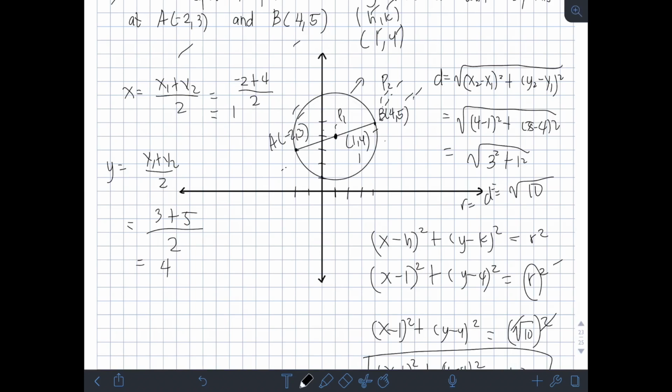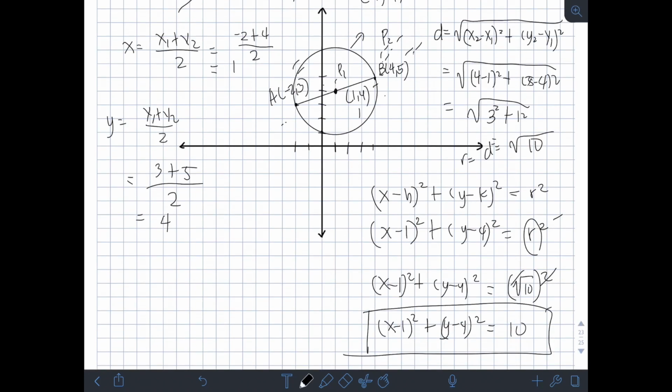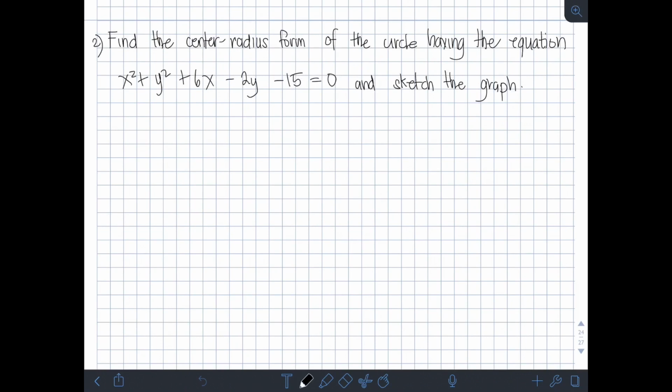Okay, so therefore, this is the graph of the circle and the equation is (x − 1)² + (y − 4)² = 10. Next, we have: find the center-radius form of the circle having the equation x² + y² + 6x − 2y − 15 = 0 and sketch the graph.